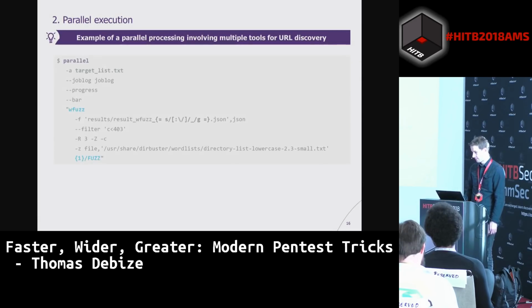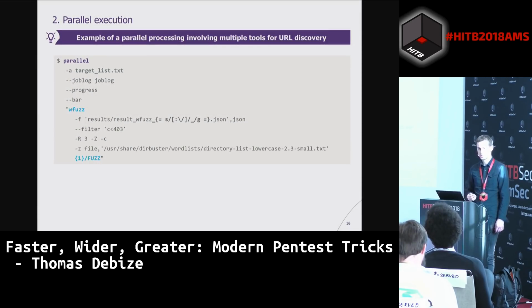Let's apply these techniques to a common pentesting action, URL enumeration. So I'm using wfuzz here because it outputs CSV and JSON. So for the record, here I'm not using CSV.